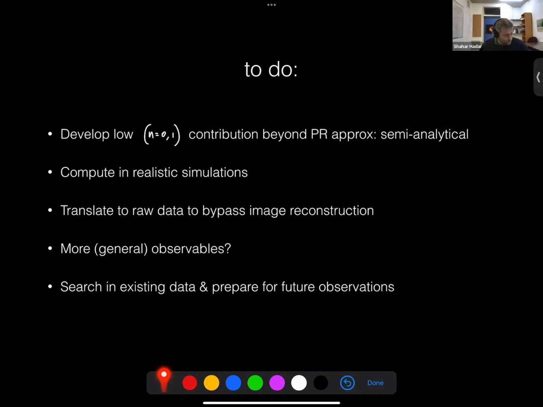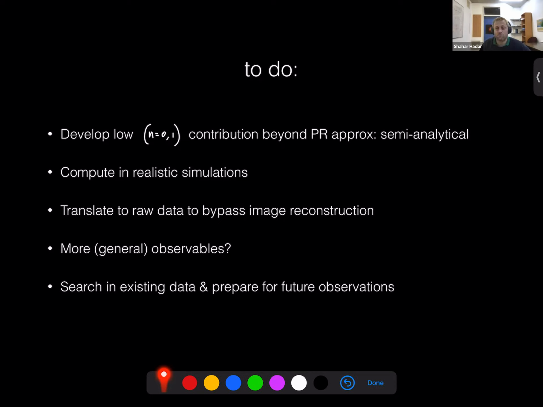Now, there's a lot to do in the future. Maybe the main thing is really to look at more realistic settings. First of all, the calculations that I showed you are done in the photon ring approximation, where everything can be done analytically, and it's very nice. But really, the main contribution is of the lower images, for example, correlation between n equals 0 and n equals 1.